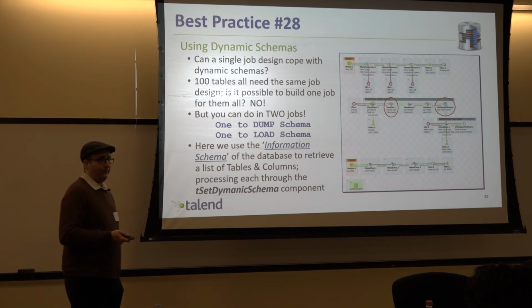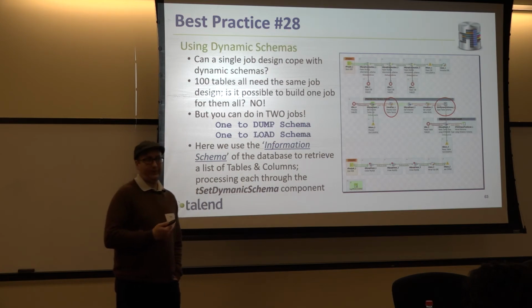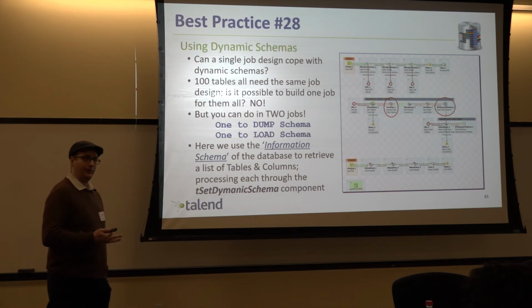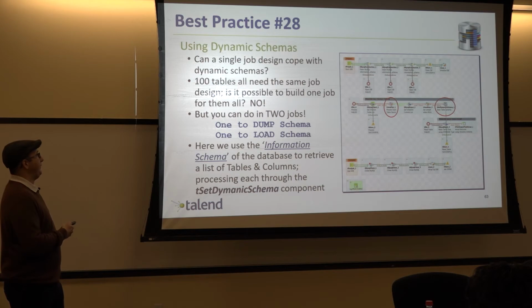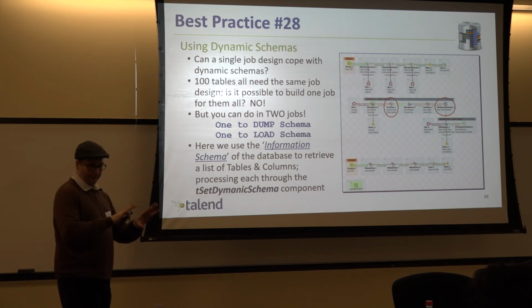You could write 100 jobs to do that, or you could write a more intelligent, framework-type job. And really, that's what this is about. Instead of writing 100 different jobs, one for each table, you basically write what the framework is.